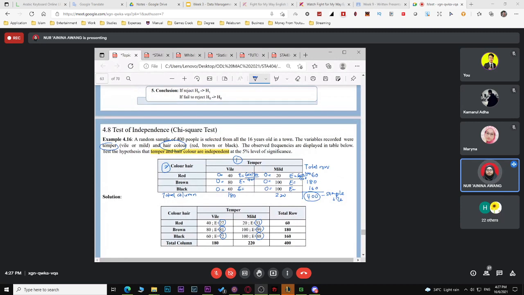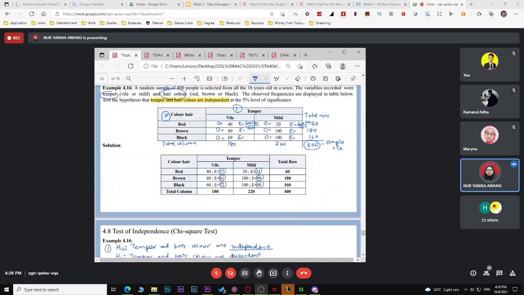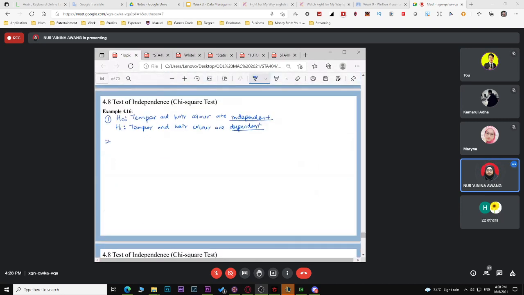If you add 27 plus 33, you will get the same value, 60. Same for this one, 81 plus 99, you will get 180. 72 plus 88, you will get this value. Same when you add these three values, you will get 180 and 220. If the values are the same, then there is no problem; that is the correct value for your expected frequency. So once you already have your observed and expected frequency, you need to substitute into the formula.